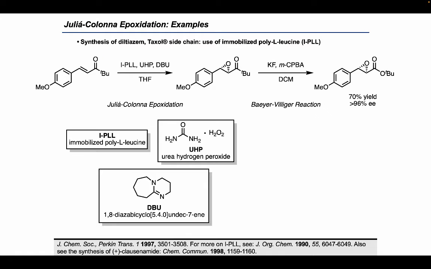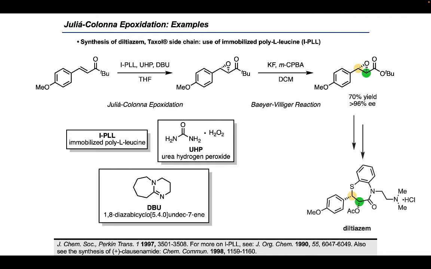Then, a Baeyer-Villiger reaction was used to convert the tert-butyl ketone to a tert-butyl ester. Through this sequence, it was possible to reach the product shown in 70% yield and over 96% EE. The product could then be carried forward to reach diltiazem. In this approach, both of the stereocenters that appeared in the final target were set using the asymmetric epoxidation.